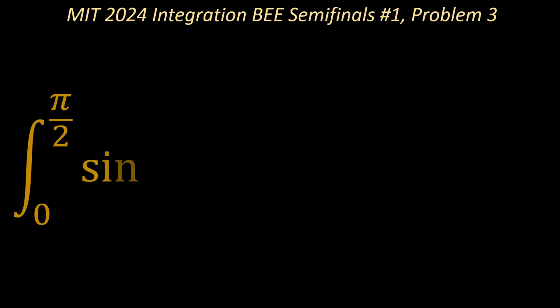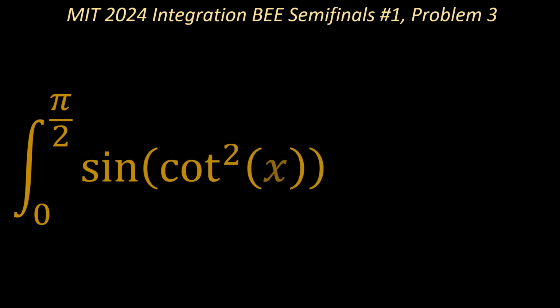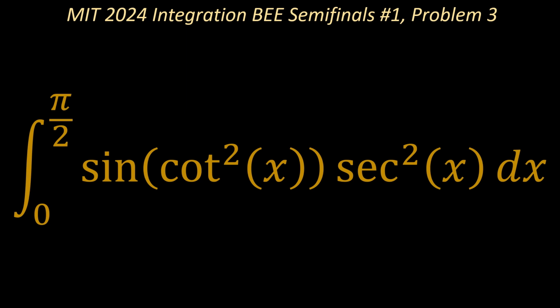So thank you. Problem 3 of the semifinals, number 1 of the MIT Integration Bee, is again a definite integral from x equals 0 to x equals pi over 2 of the sine of cotangent squared of x, close bracket, times sec squared x.